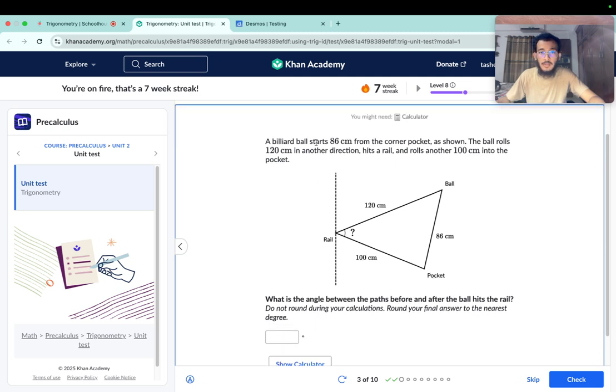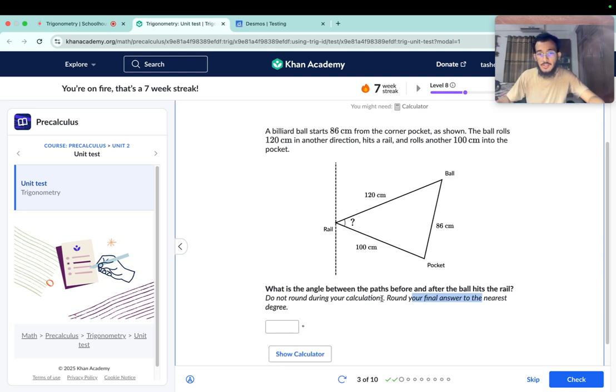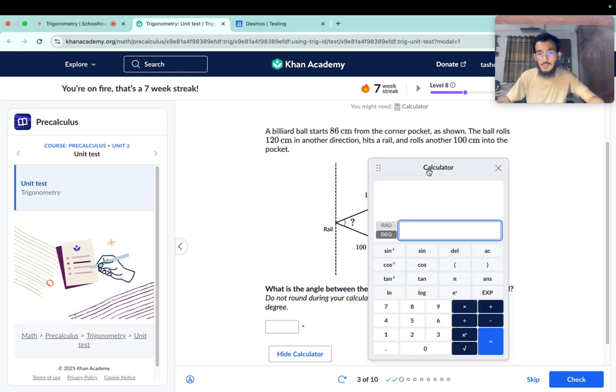A billiard ball starts 86 centimeters from the corner pocket as shown. The ball rolls 120 centimeters in another direction, hits a rail, and rolls another 100 centimeters to the pocket. What is the angle between the paths before and after the ball hits the rail? Do not round during your calculations. Round your final answer to the nearest degree. Okay, how do you calculate this? We can use the cosine rule.